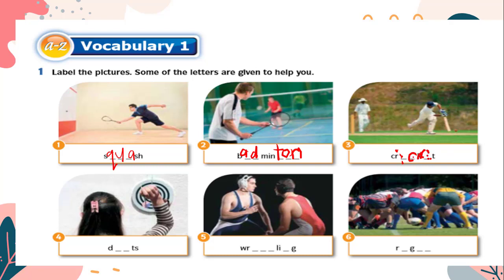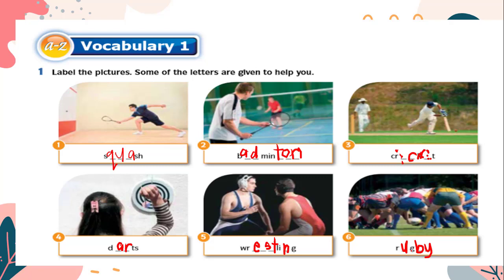Alright. What about number 4? Do you know what is that? What we always call that particular sports? Okay, this is darts. Number 5. Most of your parents love to watch this on TV. Okay, very good. Wrestling. And finally, among the tough sports. So what is this one? Alright, very good. It is rugby.